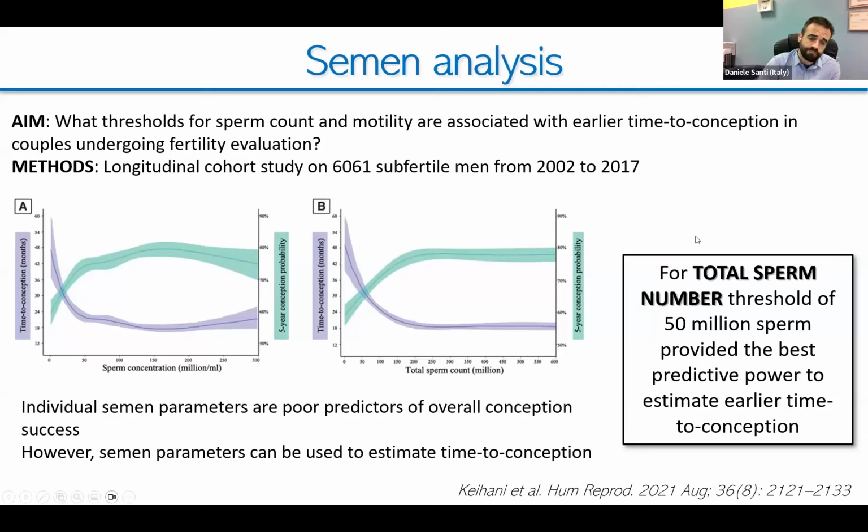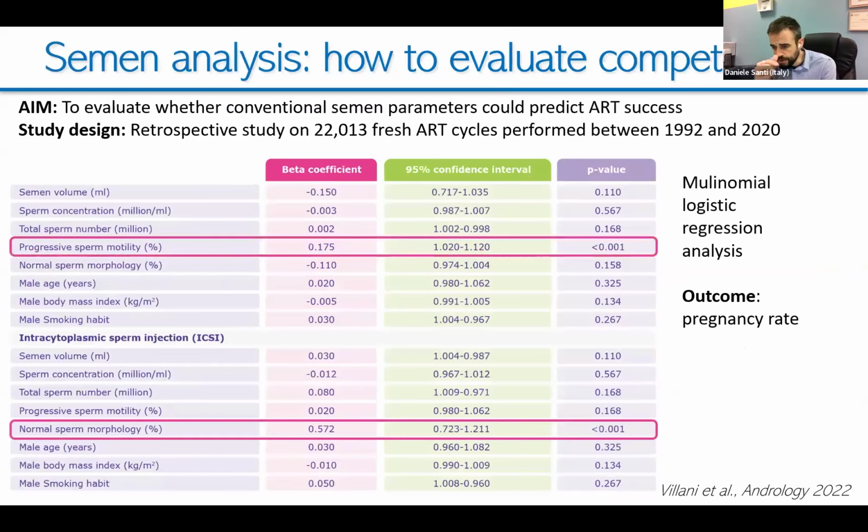And in particular, they define the total sperm number as the best parameter provided by the conventional semen analysis in order to predict this time to conceive, representing the sperm production from one side, and also the activity of other glands, such as the prostate, with the semen volume, since the total sperm count is just the multiplication of sperm concentration and semen volume. We recently produced this work evaluating more than 20,000 cycles of assisted reproduction.